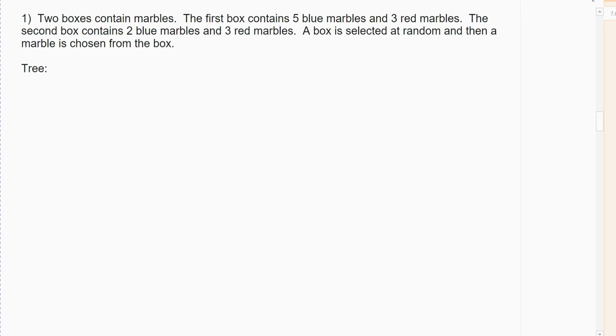So there's 2 things that we're doing in this experiment. We're picking a box first, as the first event, box 1 or box 2. And then, once we've picked a box, we pick a marble out of it, and it can either be blue or red, but the odds of getting a blue or the odds of getting a red depend on which box I have. Alright, so the first thing we do is pick a box.